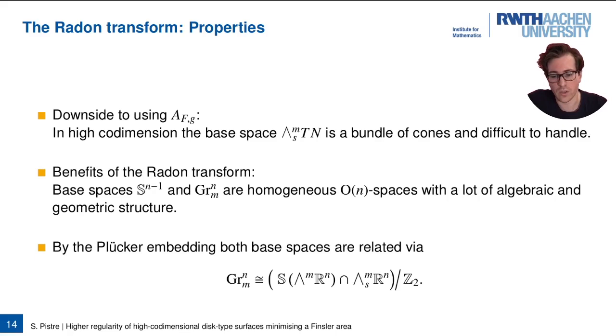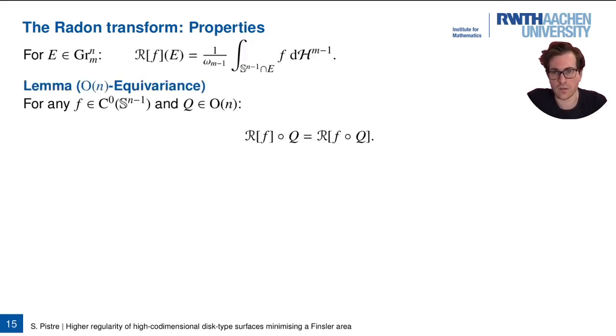And also, right. And, well, what I've written down here is not so important, but basically this Plücker embedding that I've mentioned a few times now relates the 2 spaces, these simple bivectors and the Grassmannian. Okay, so here are a few properties. Here's the definition of the Radon transform again. And, in my opinion, the most important property that we need here is this O(n) equivariance.